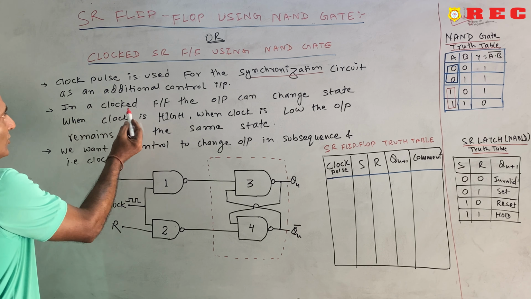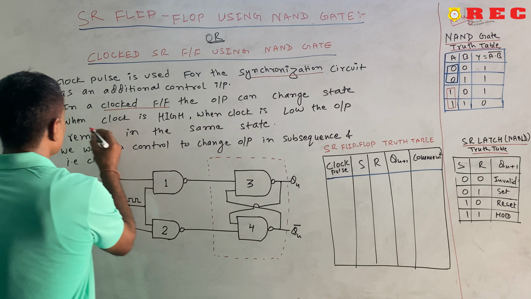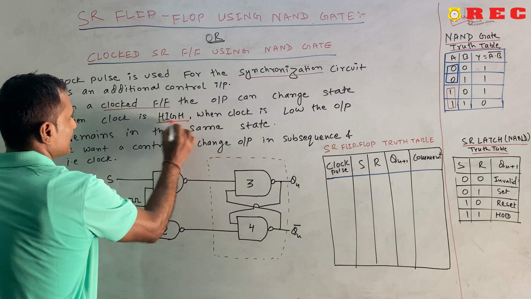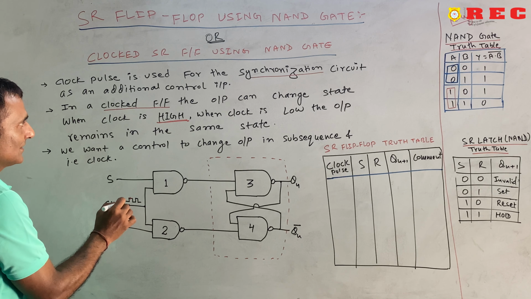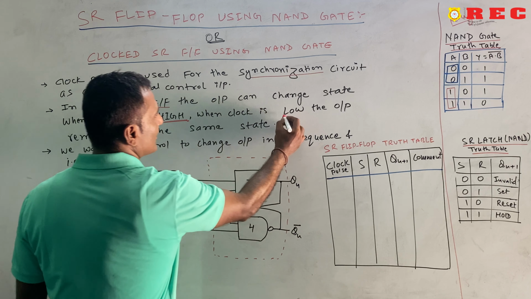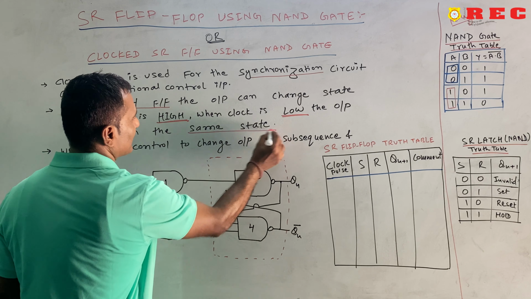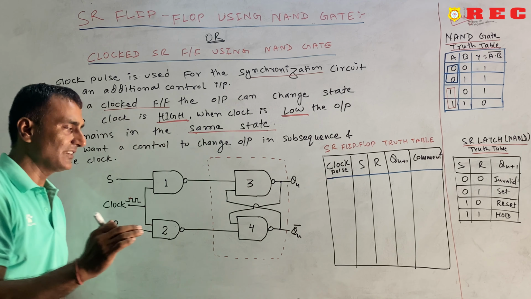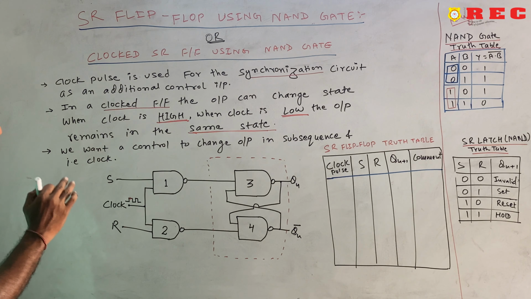Second point, in a clocked flip-flop, the output can change state when the clock is high. When the clock is high, at that time the flip-flop changes the state. When the clock is low, the output remains in the same state, means there is no change. If there was 0, then 0, if 1, then 1. This is the main point.